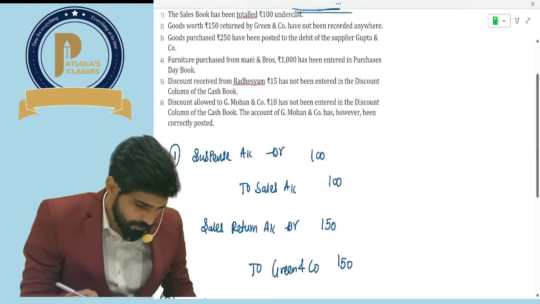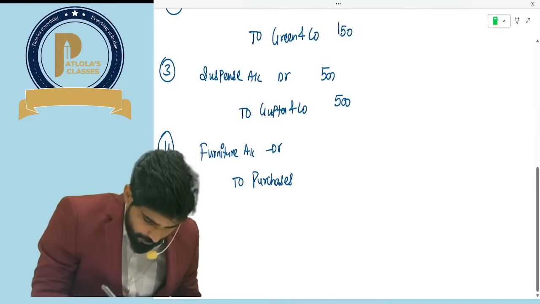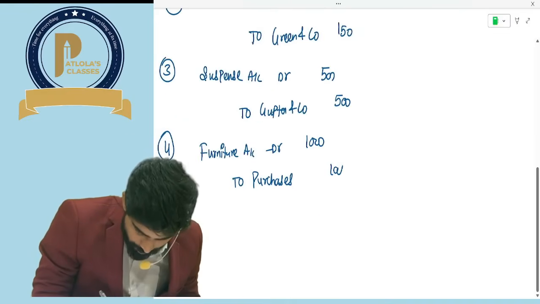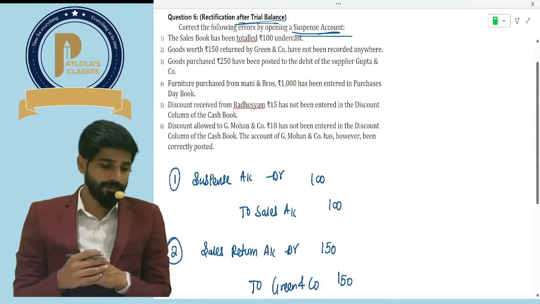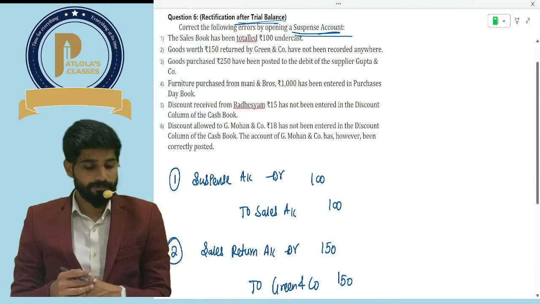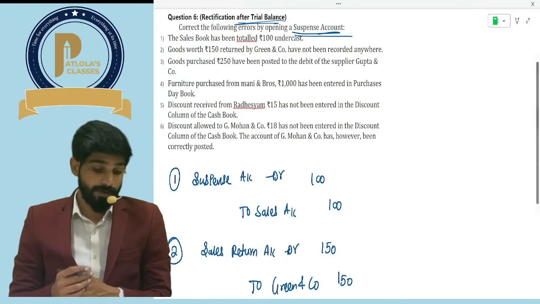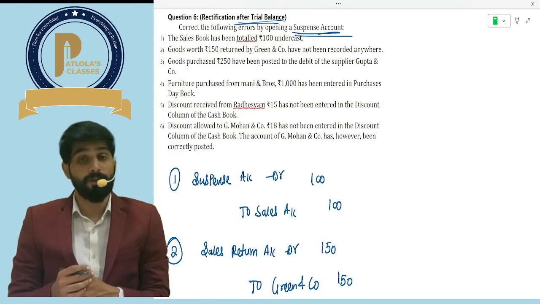How much is the amount? The amount being 1000. Fifth one. Chalo. Come to the fifth one. Discount received from Radheshyam 15 has been entered in discount column of cash book.